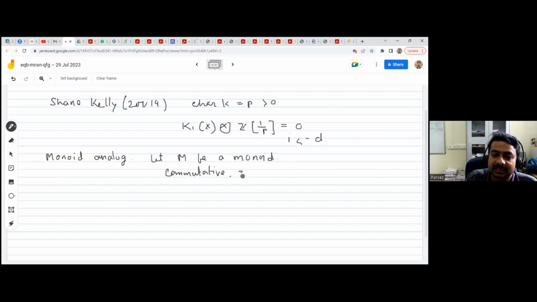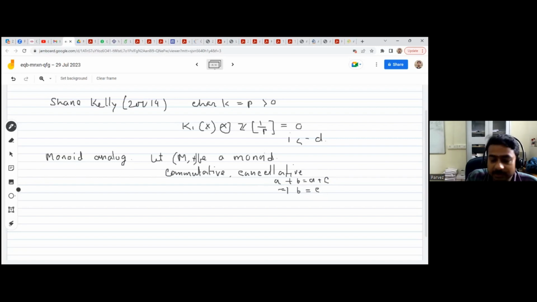and cancellative also. So what do you mean by cancellative? If the monoid operation, the binary operation, is denoted by plus, then a plus b equal to a plus c should imply b equal to c. This condition is obvious if it is a group; you can just add minus a to both sides. But if it is not a group, then it's not clear. However, we demand this property to hold. We can cancel. So this is called cancellative.